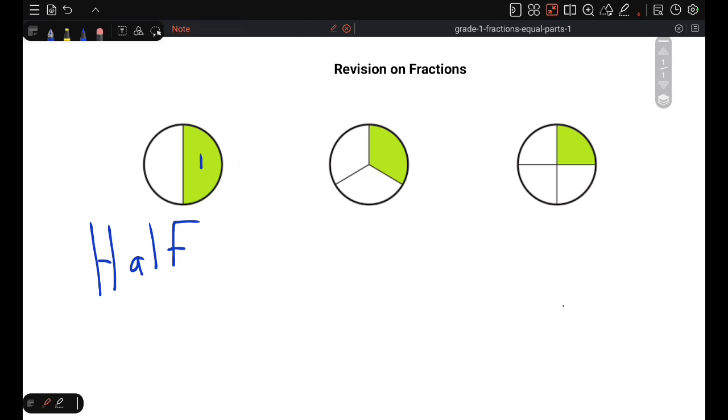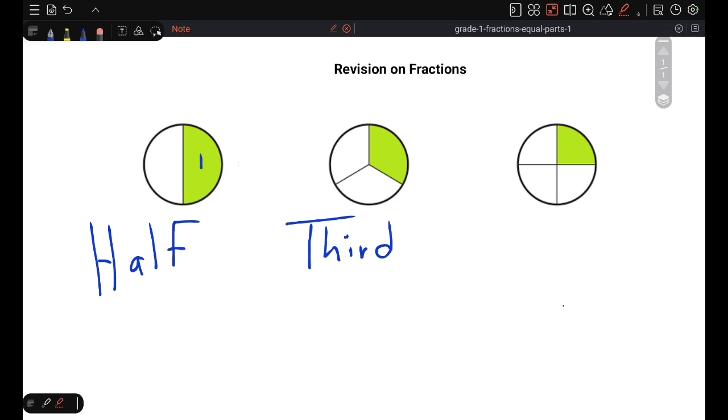Here I have three parts. 1, 2, 3. Three parts. One part out of three parts is called a third. Third, third.